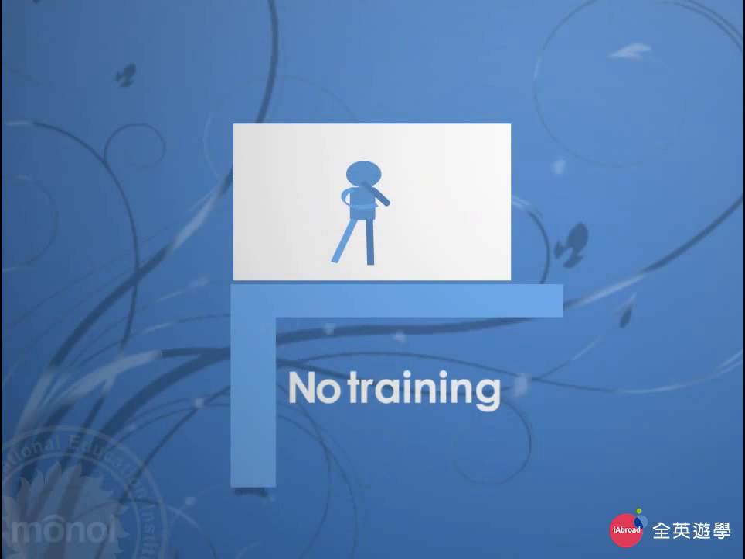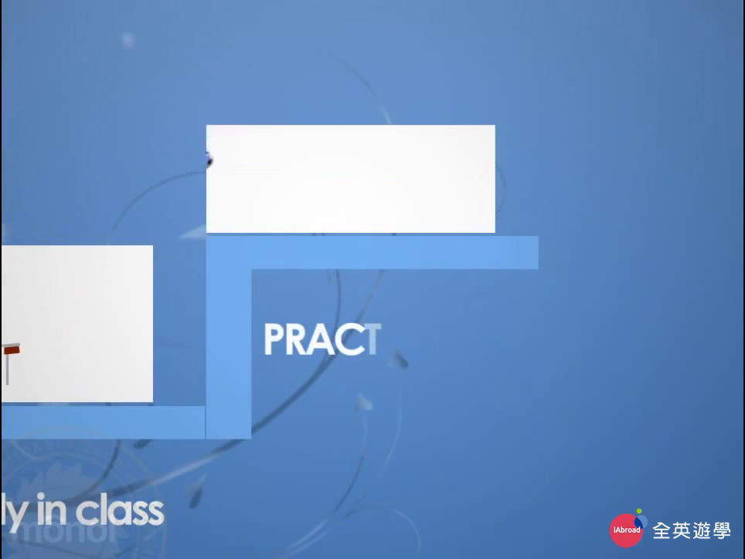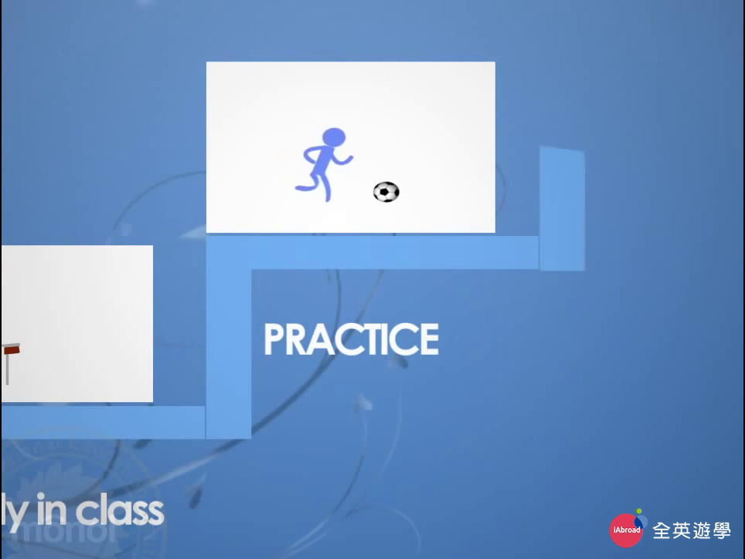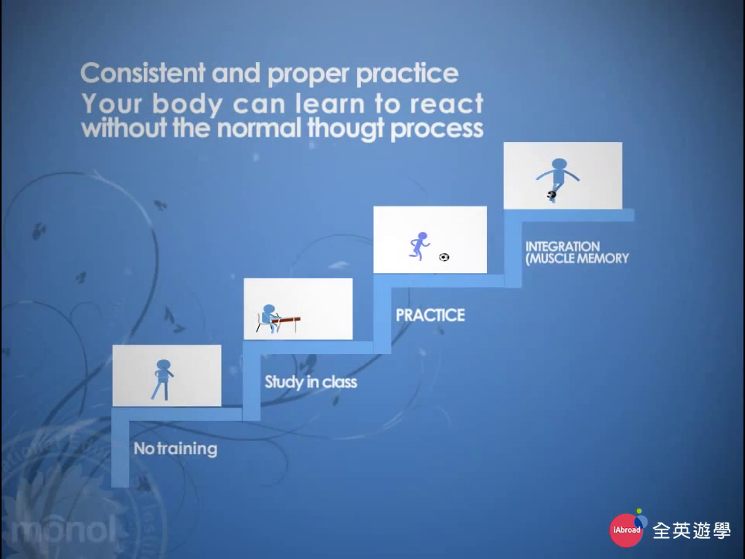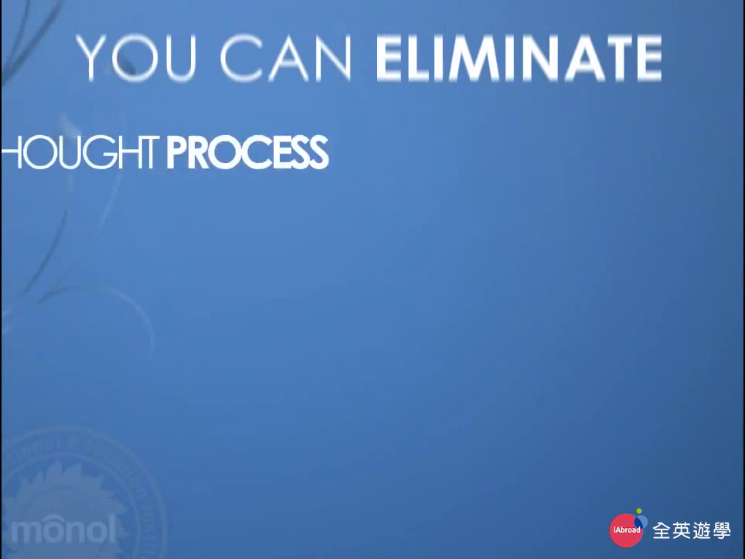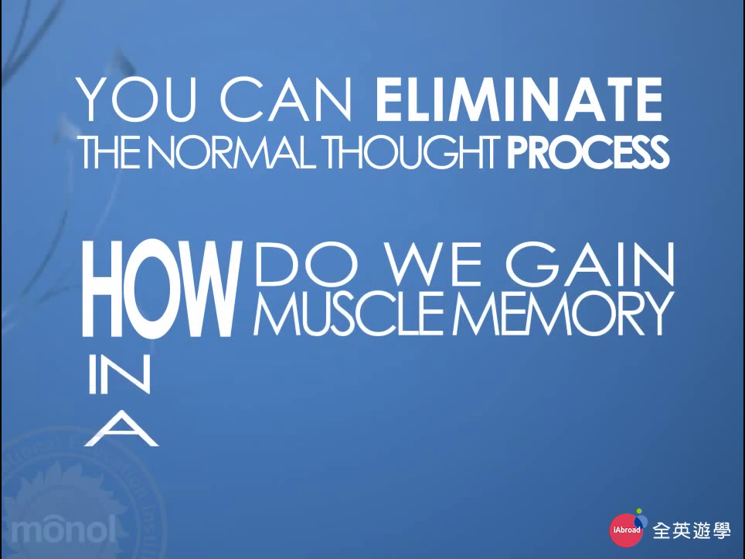For example, here we see a man with no training in a sport. He then studies about it, and later begins to practice his skills. After some time, the movements are integrated to his body, and it becomes muscle memory. The same can be done with a language. You can eliminate the normal thought process, and make your mind process the information almost immediately. So the question is, how do we gain muscle memory in a language?